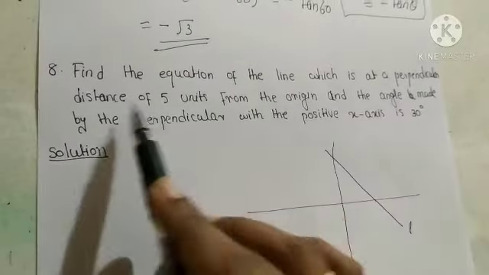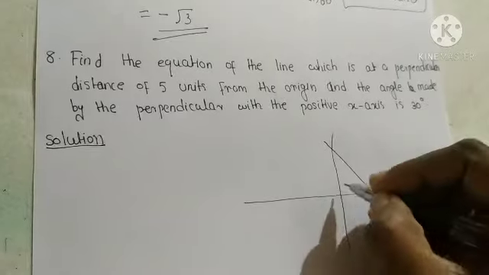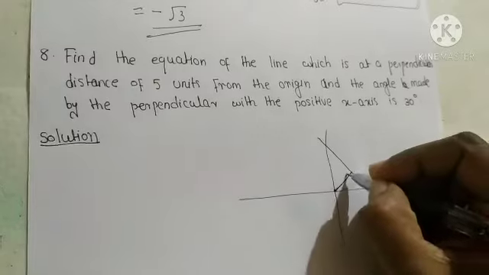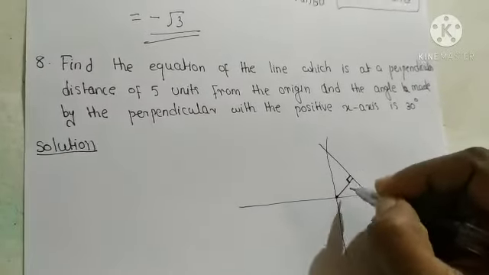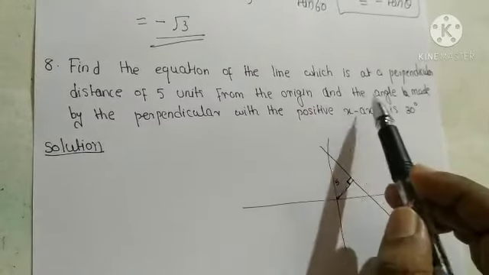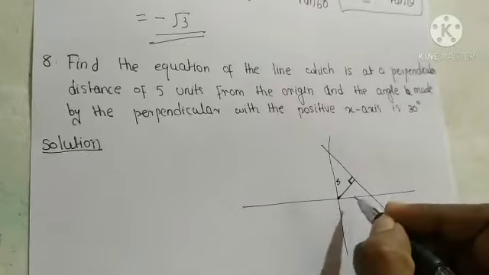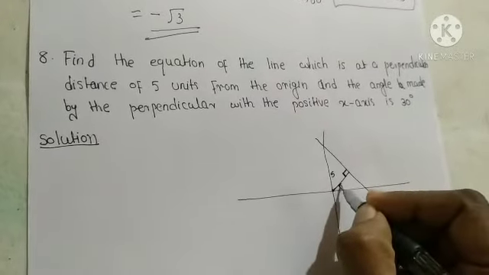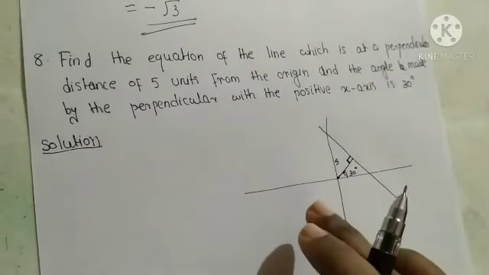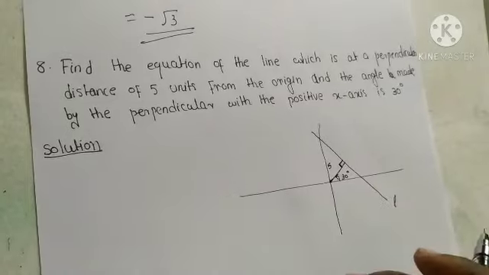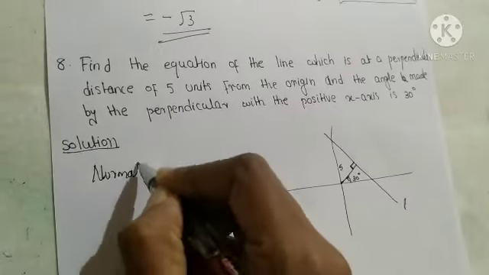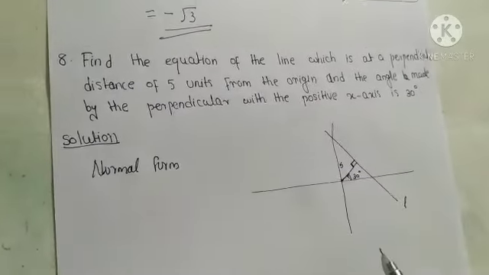which is at a perpendicular distance of 5 units from the origin. That means I'm going to draw a perpendicular from the origin. So given that the distance is 5 units, and also given that the angle made by the perpendicular with the positive x-axis is 30 degree, that is, this is our 30 degree. So we know that in this question I'm going to use the normal form for finding the equation of a line.